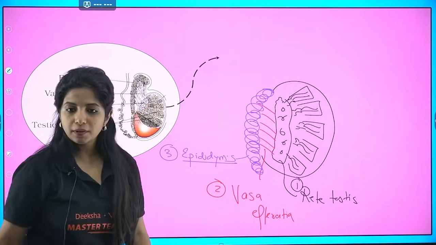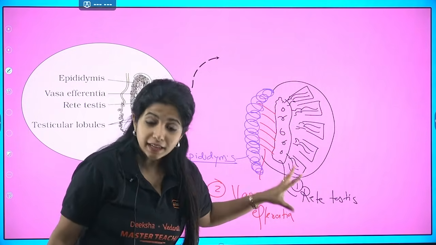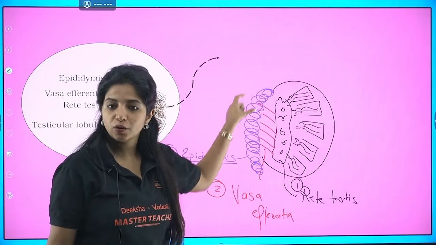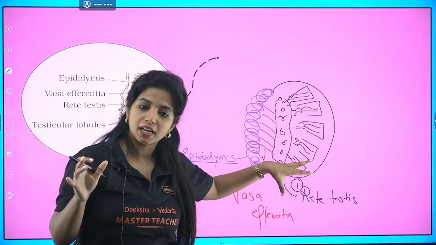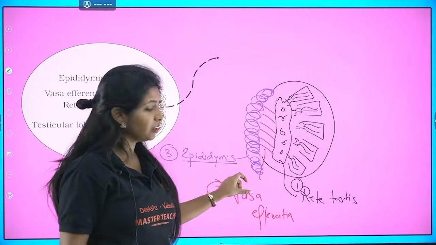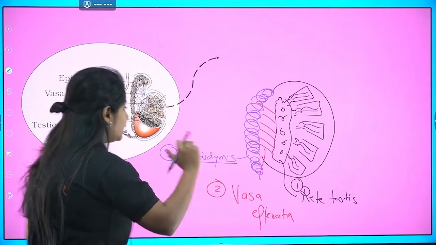Epididymis. Please remember: rete testis, vasa efferentia, and then epididymis. The sperms are going to mature right here in the epididymis. So do not think that the entire sperm has been formed here itself. No. Basically, they are in some phases out there. When they reach the epididymis, they are going to mature there.